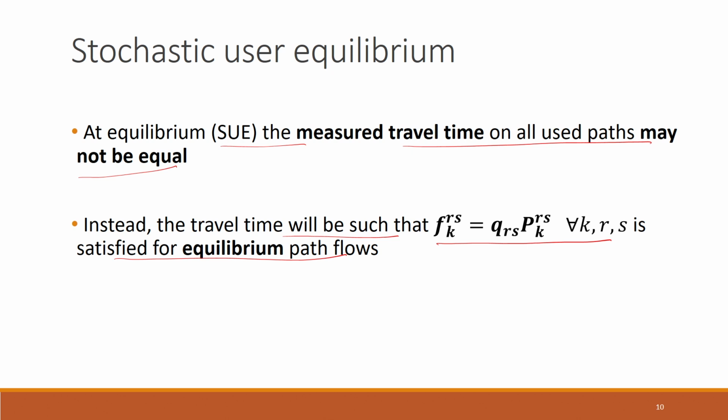So, if this Q_RS is 1000 and the probability that the perceived travel time on the first path is less than the perceived travel time on the second path is suppose 0.4, then the flow on the first path connecting R to S will be 400, whereas the flow on the second path connecting R to S will be 1000 times the choice probability for that path, which is 0.6, equal to 600.